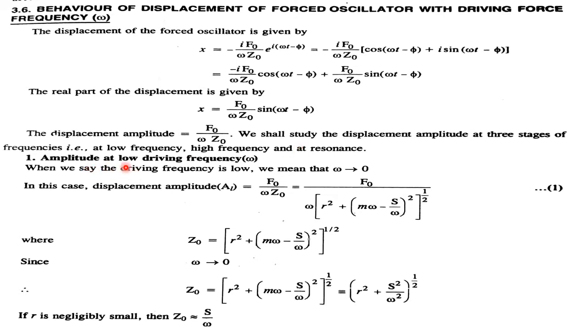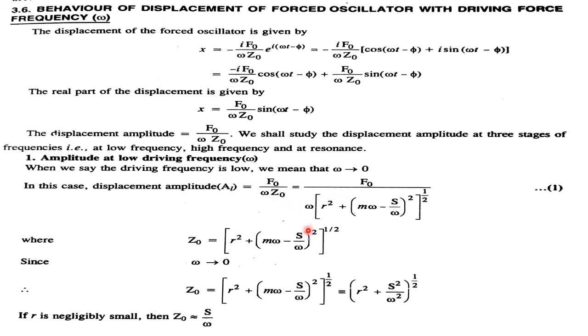See here, what is the amplitude at low driving frequency? What do you mean by low driving frequency? That means the frequency omega is approximately going to give you the value 0. That means the displacement amplitude, you know that it is f naught upon omega z naught, which is equal to f naught upon omega. This is the value of z naught which we have already derived in the previous sections. So it is approximately 0.